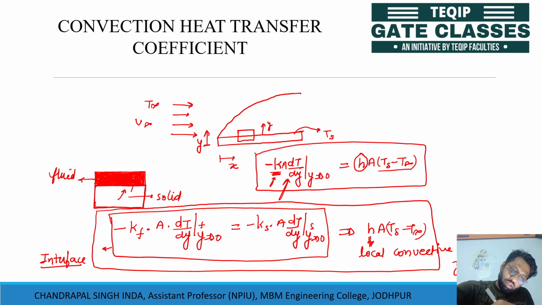Local means this is at a particular point in the x direction, in the direction in which the fluid flows. So this is at a local point. Let's have some numerical over this formula or this fundamental concept.